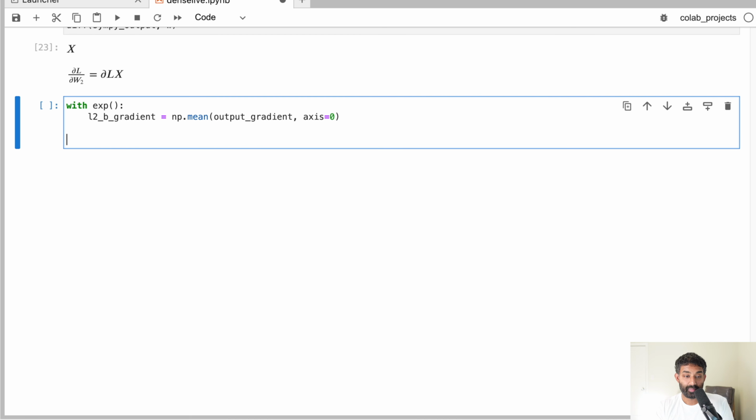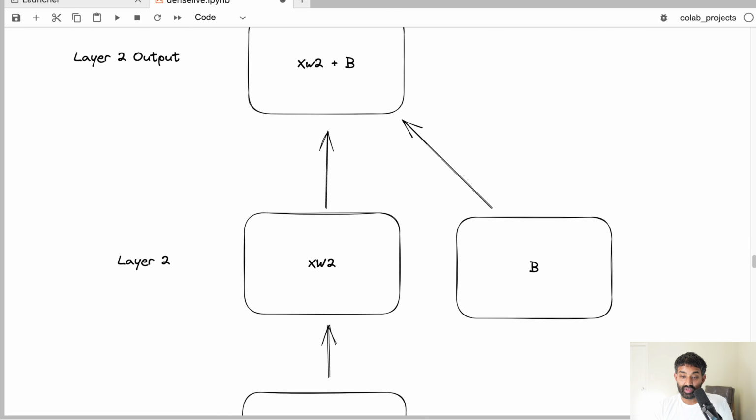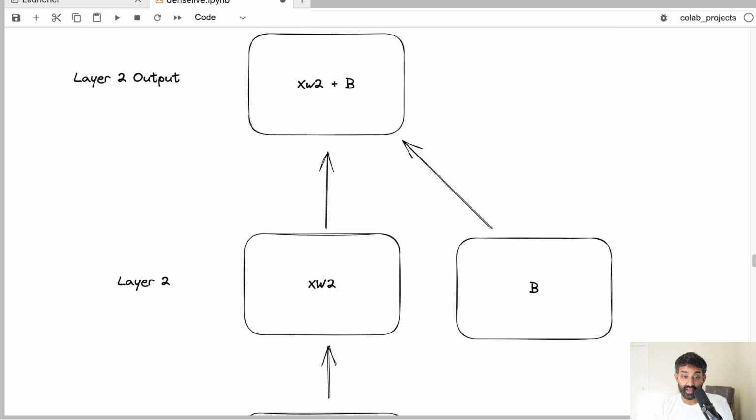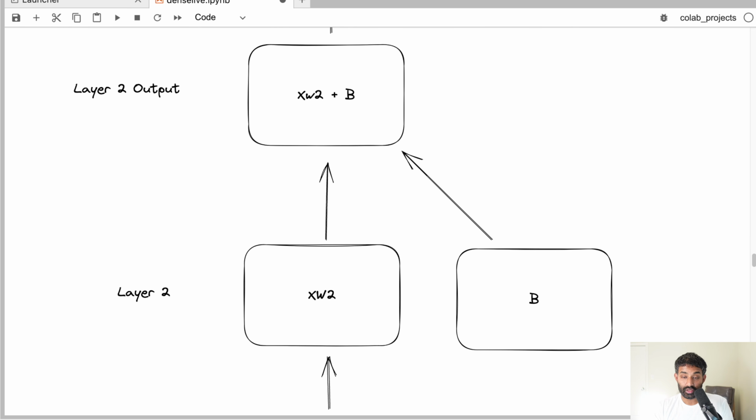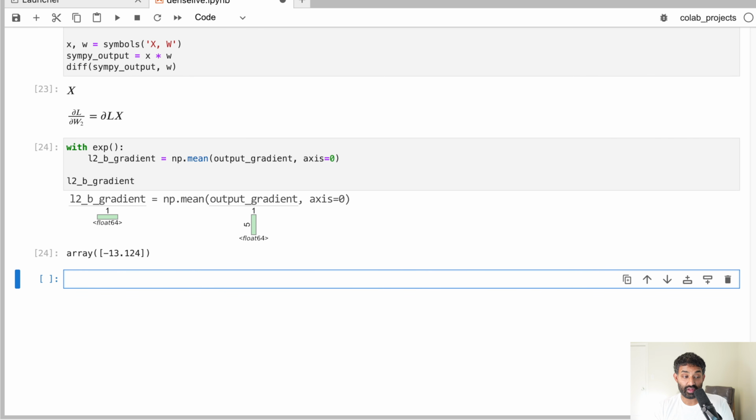And the reason for that is the layer 2 bias is directly added to the output. So when we go back and look at our forward pass diagram, we can see that B, which is our layer 2 bias, is added in to get our layer 2 output. So any change to our layer 2 bias directly changes the output, right? So if our error is 5, if our prediction is 5 higher than our actual value, we could actually increase our bias by 5 and fix the error and have an error of 0. So the gradient on the bias is just the average of the output gradient.